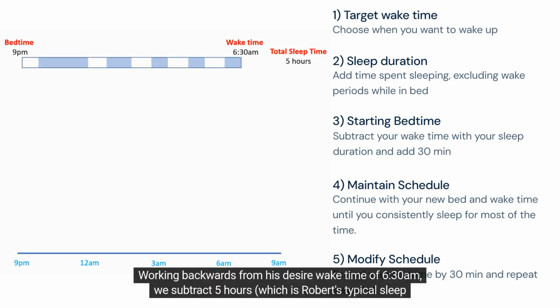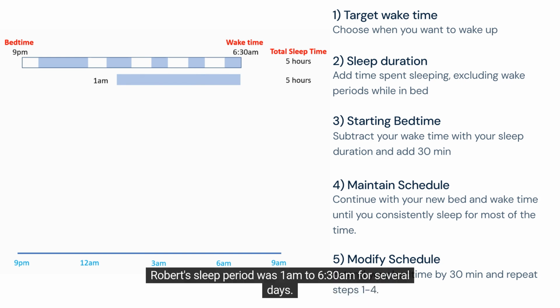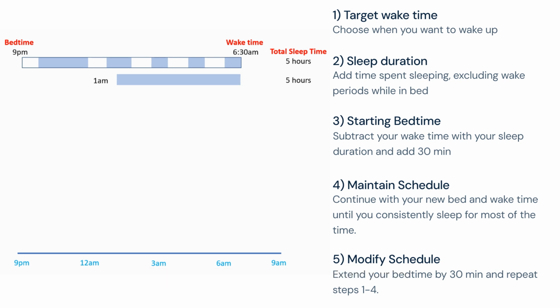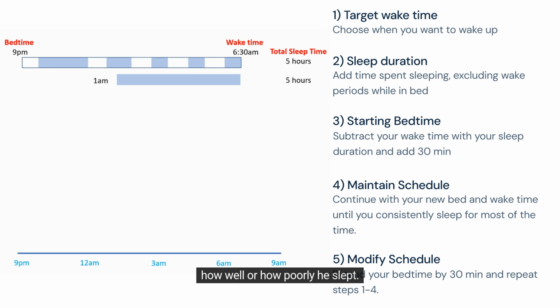Working backwards from his desired wake time of 6:30 a.m., we subtract 5 hours, which is Robert's typical sleep duration, and then another 30 minutes to provide time to fall asleep, and we arrive at 1 a.m. as the new bedtime. Robert's sleep period was 1 a.m. to 6:30 a.m. for several days. Initially, he still did not sleep very well, but he was strict with getting out of bed at 6:30 no matter how well or how poorly he slept.